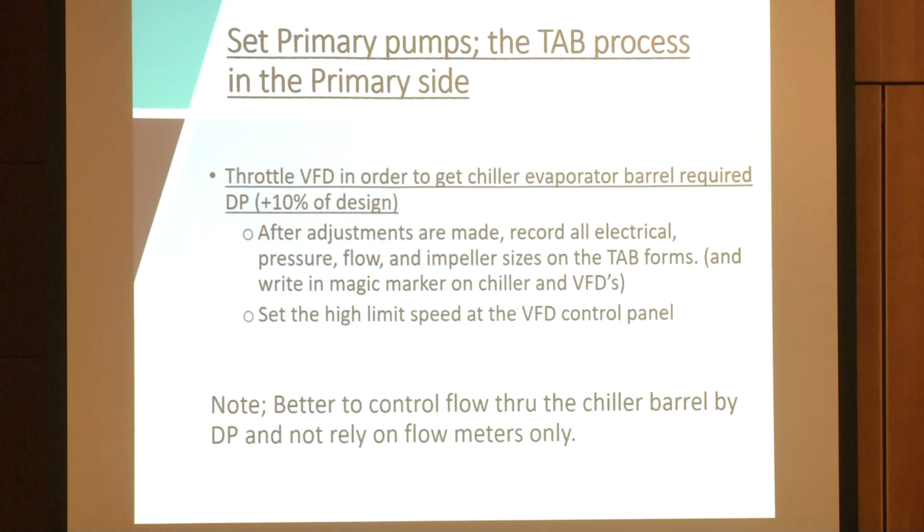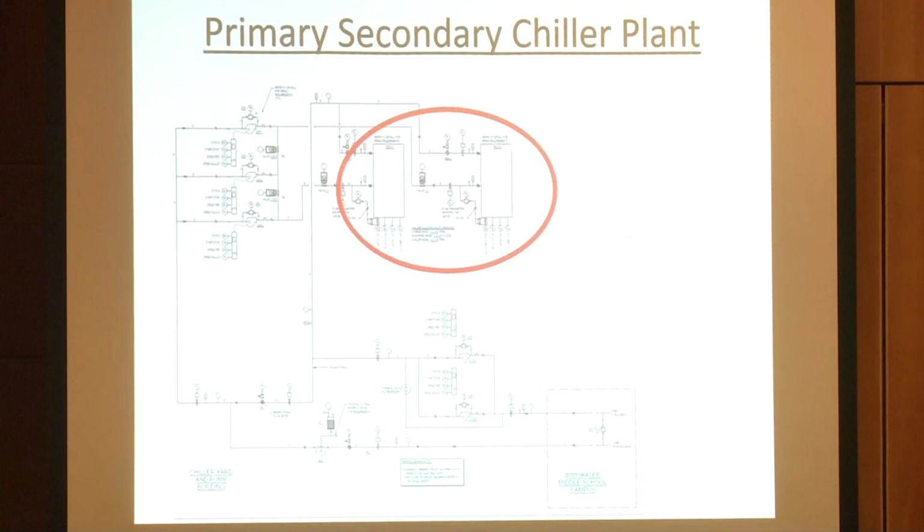And we do that on the primary side because getting the right differential pressure across that chiller barrel is very important. We set it a little high, like 10% above to start with, but we make sure that chiller barrel has its differential pressure. Because if a chiller barrel does not have its differential pressure, the chiller doesn't work, bad things happen. So the most important thing we do in the beginning is make sure we set that primary pump to where it operates in the correct way.